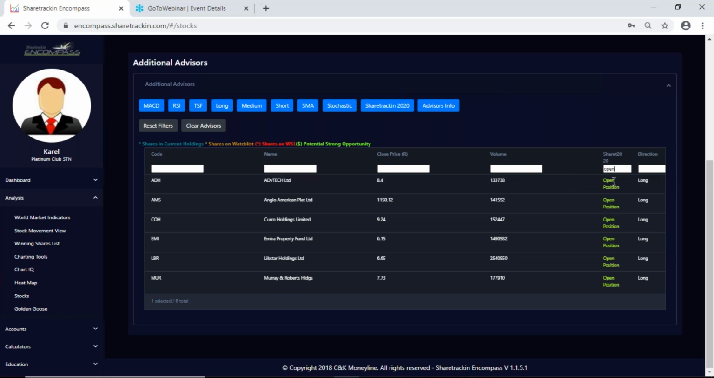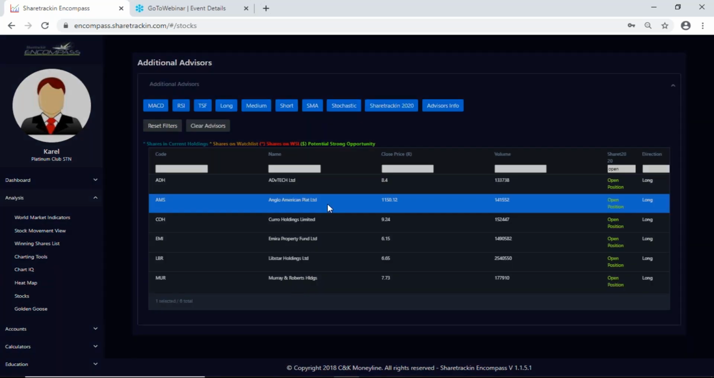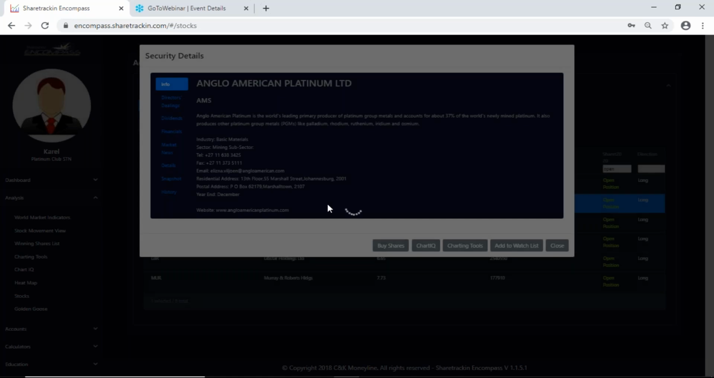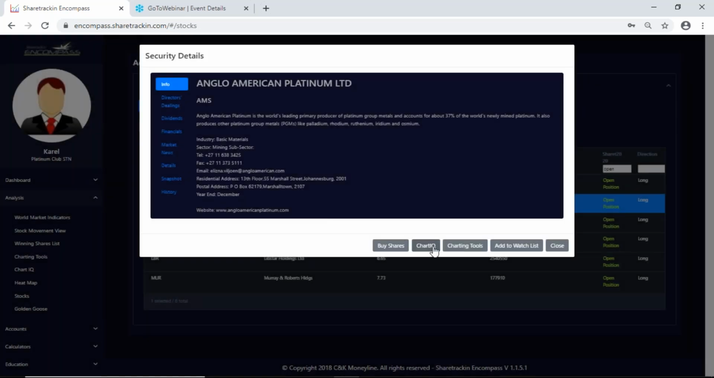So there's 6 open positions I can open. All of them are on the long side. In other words, the normal buy low, sell high side. So let's select the share. Let's go with Anglo American Platinum. I click on the share. Now I go and view my charting. So I go chart IQ.